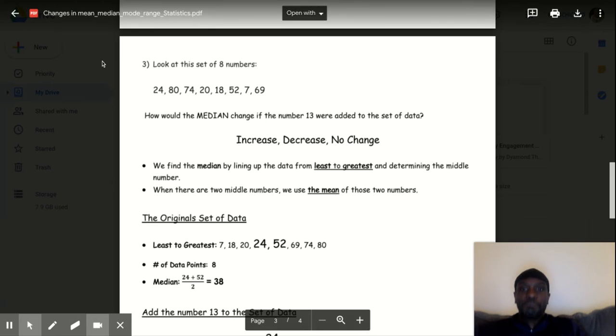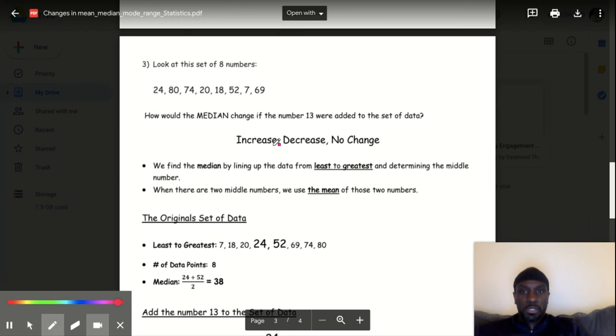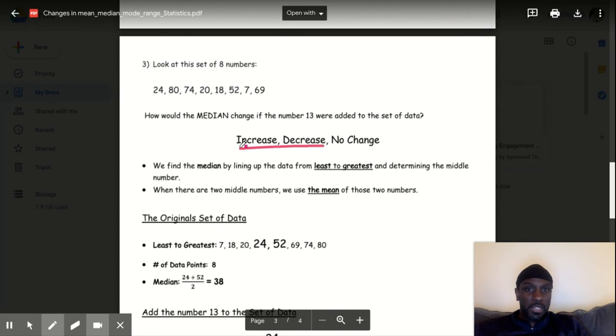Okay, now, so how much would the median change? They want to know, would it increase, decrease, or no change? So first of all, what is the median? The median is the middle number. Line it up from least to greatest and find out which number is the middle. You can have 2 middle numbers. If you do, add them together, divide by 2. That's the median. Now, here we go.